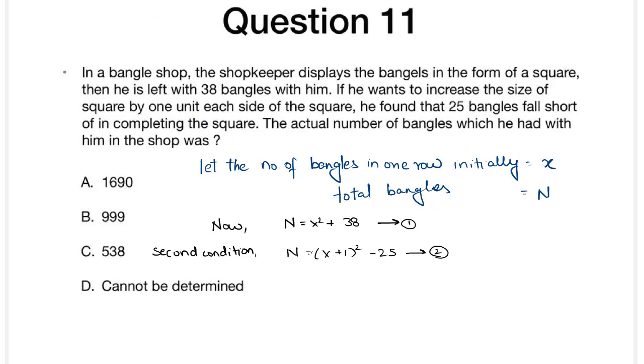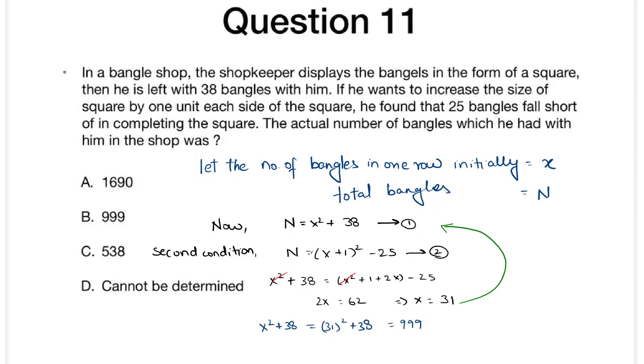By equating both sides, we will take the x square, and then by getting this, we will get x is equal to 31. Then substituting this x in equation number 1, we get x square plus 38. With x as 31, we get 999. So the answer here is 999.